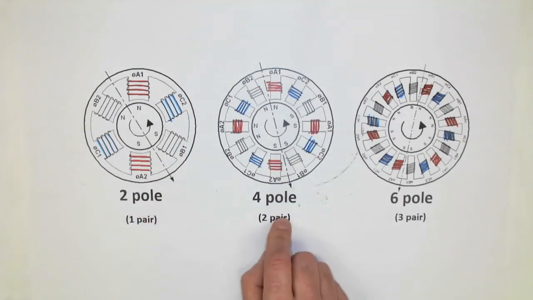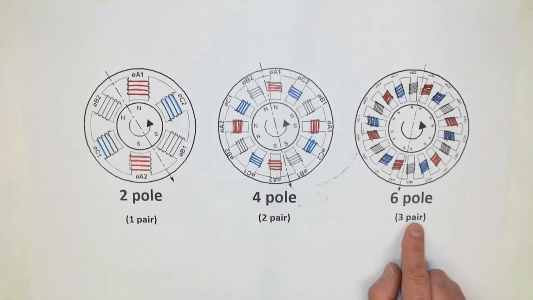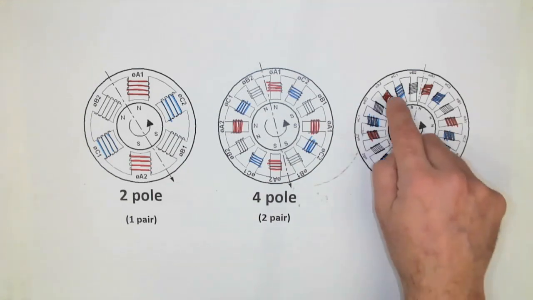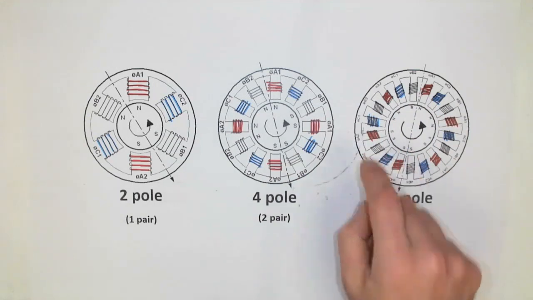Over here, we have 4 poles, and that would mean there are 2 pairs of poles per phase. We got 1, 2, 3, 4. And over here is a 6-pole machine, and this one means we have 3 pairs of poles per phase. So I got 1, 2, 3, 4, 5, 6.